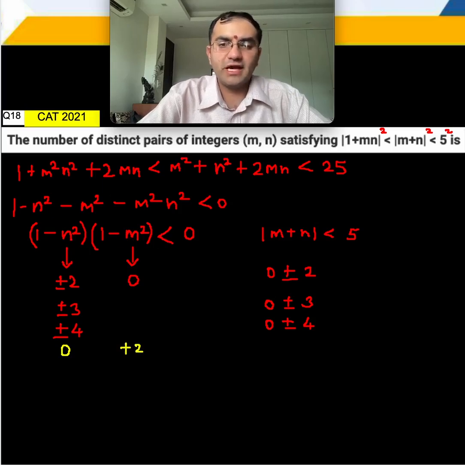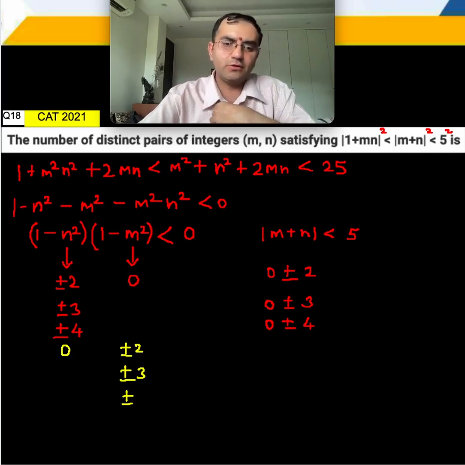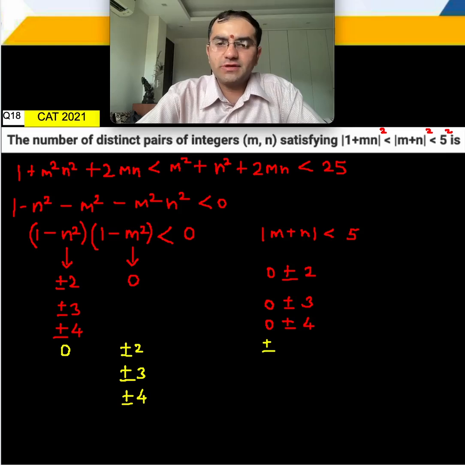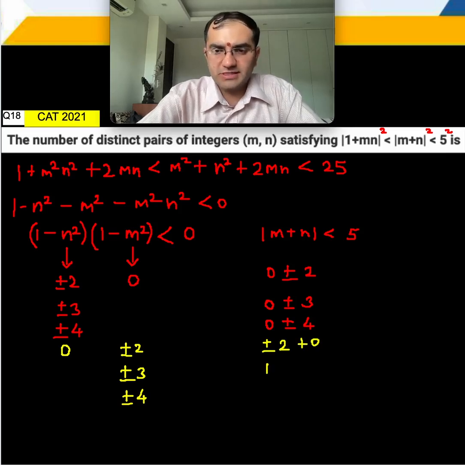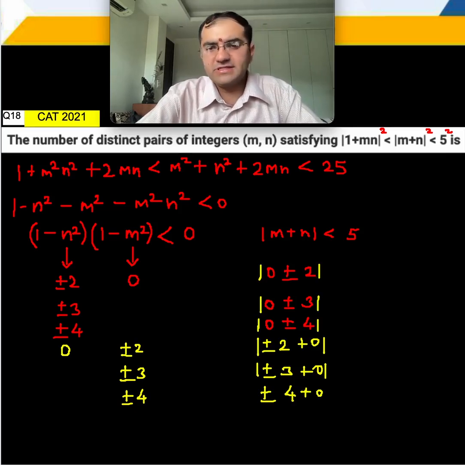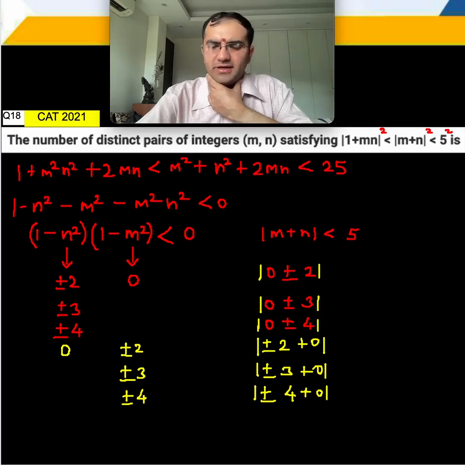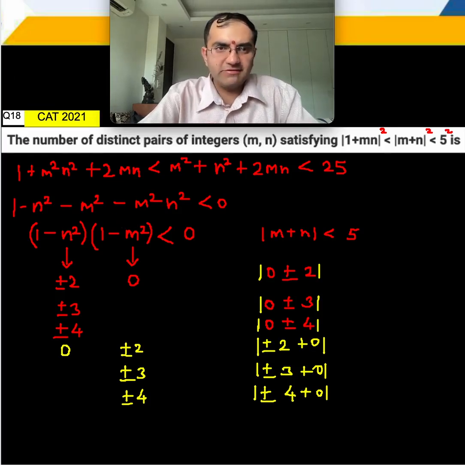So therefore here the same values will come as in the previous case, plus minus 2, plus minus 3, plus minus 4. I can do the verification over here in the brackets: plus minus 2 plus 0, plus minus 3 plus 0, plus minus 4 plus 0 with the modulus sign. All of these are less than 5. I wonder if you all are understanding so far. And of course the original one I will put in the end.